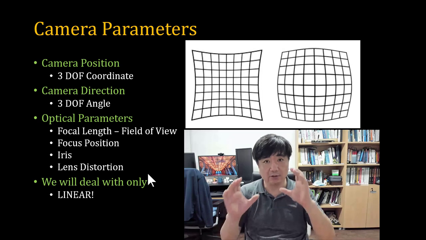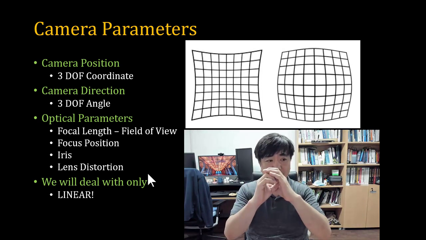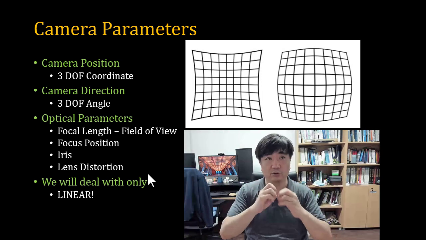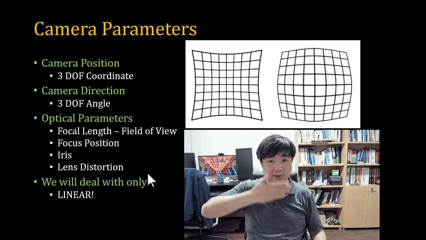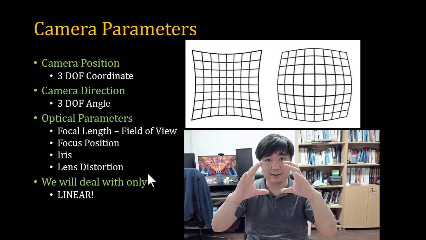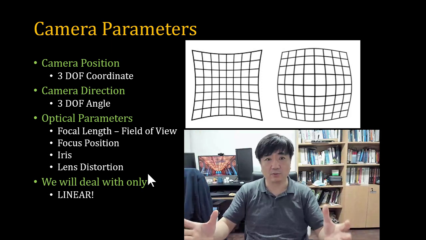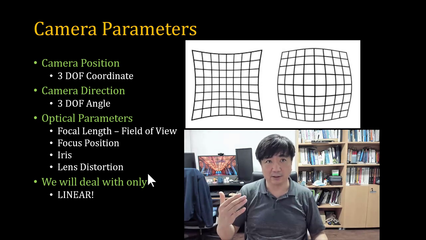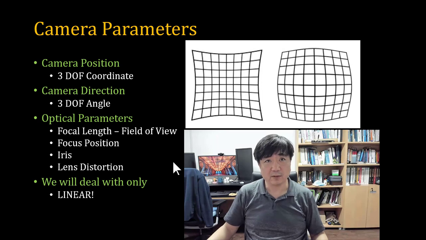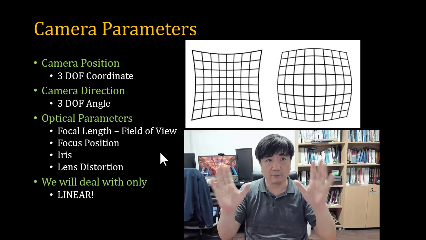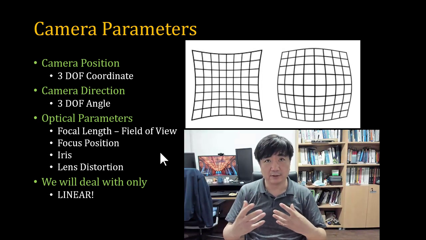Sometimes we need to control the quantity of light. If we close the iris, then a small quantity of light comes through the lens, so the scene will be darkened. If we open the iris, a large quantity of light will come to the film, and we get a brighter scene. So we need to control the brightness, the position, the field of view, and the lens distortion.